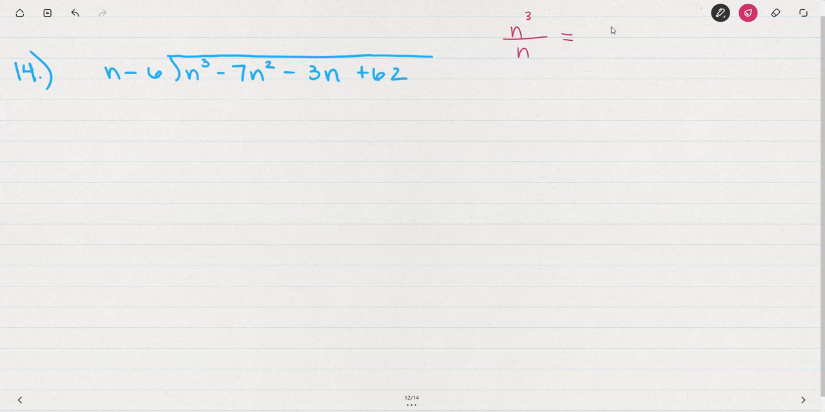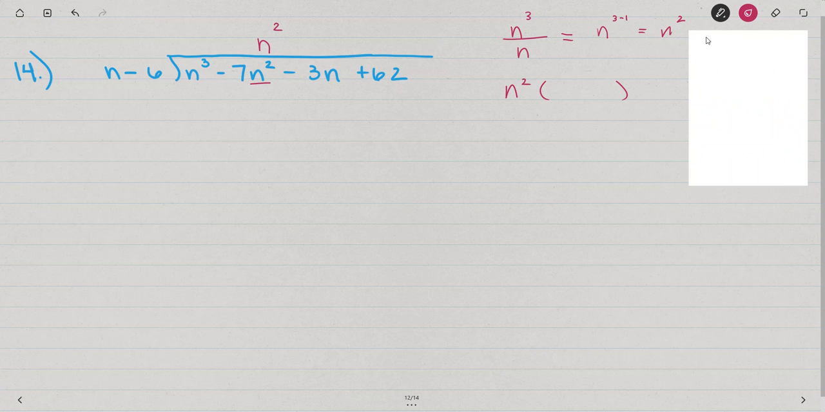N cubed divided by n, that's n to the 3 minus 1, or n squared, right? So I'm going to write the n squared above the n squared term. It's 1 n squared, so I'll write the 1 n squared above the n squared term. After you divide, you do the multiply. So then I'll say n squared times n minus 6.